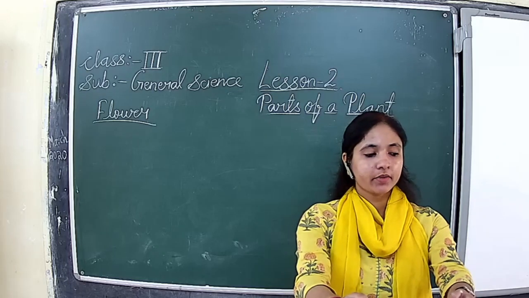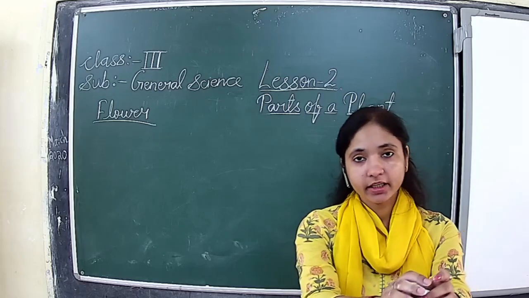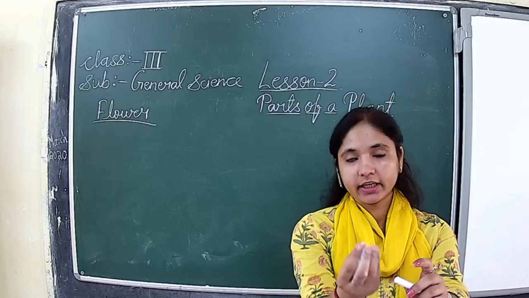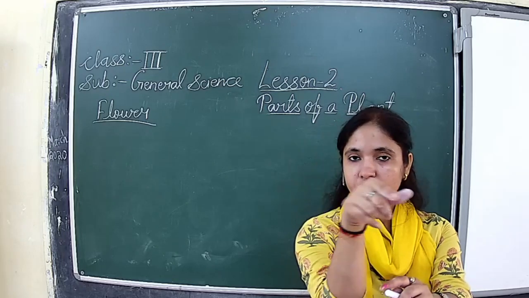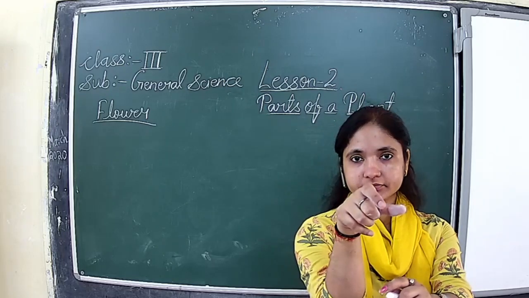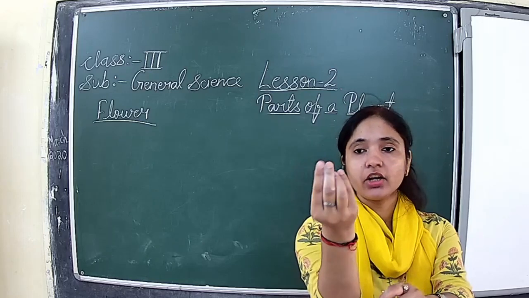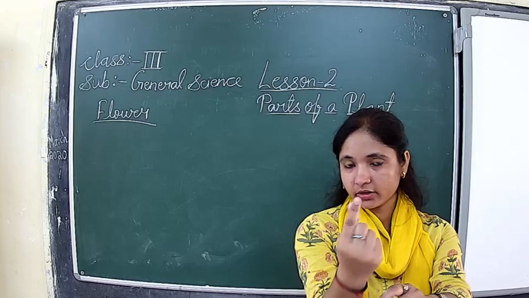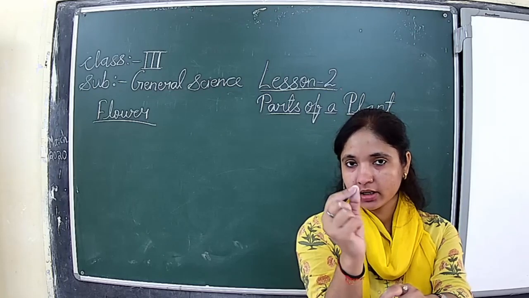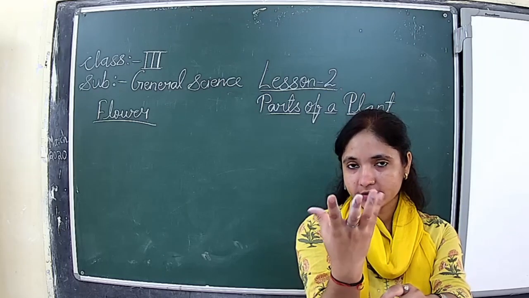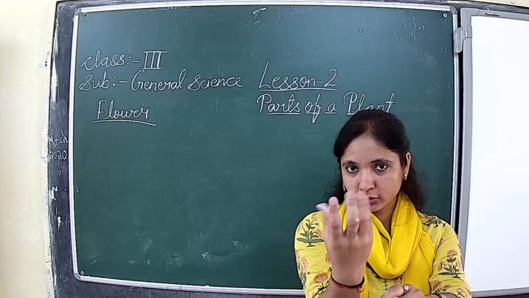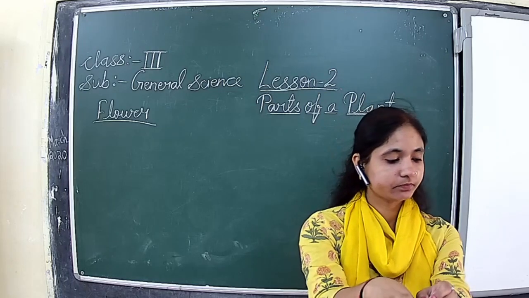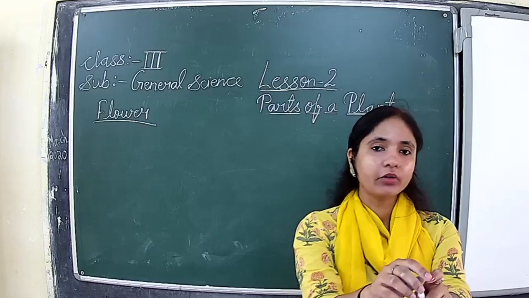So how does the flower develop? They develop from the flower bud. What you see first in a plant when there is flowering is the bud. Like a rose plant, you see the bud. After some time, the bud will grow and bloom as a flower. So they develop from the flower bud.